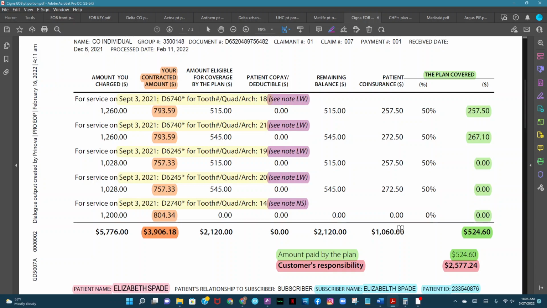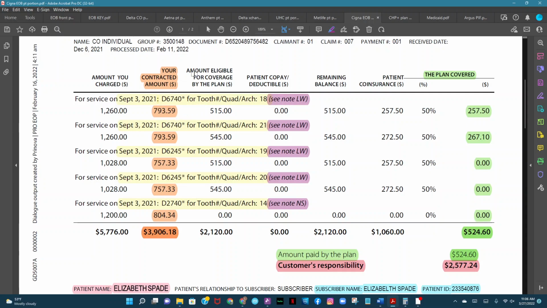All right, so as you can see here, patient responsibility is 524.60. Customer responsibility is 2,577.24. Okay, so looking at this here, here's what we're going to do. As you can see here, your contracted amount, these are the total fees that you have for each code, okay?